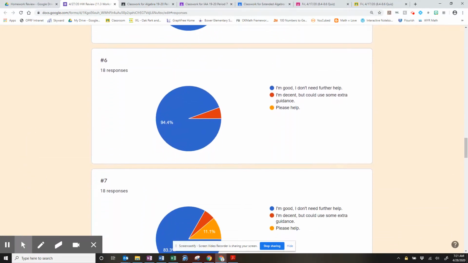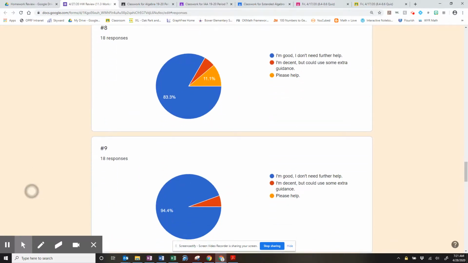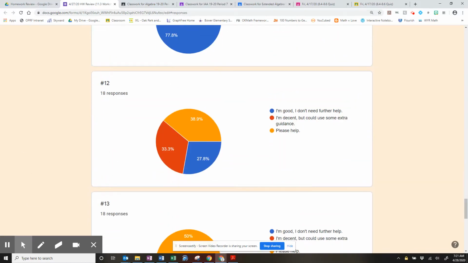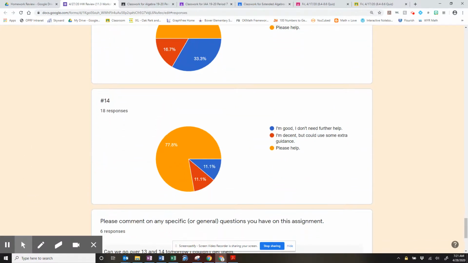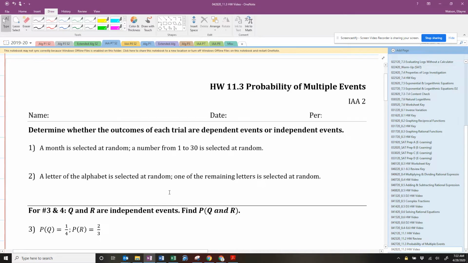Somebody I think later asked about 7 and 8, so I might just do one of those. Still looking pretty good. And then we get down to 12, 13, 14. And 14 was definitely pretty tough. So I'm going to go over 12, 13, 14 for sure. And then I have these questions down here at the bottom as well. Okay, so let me just move this over here. All right, let me go ahead and flip and let's get started.